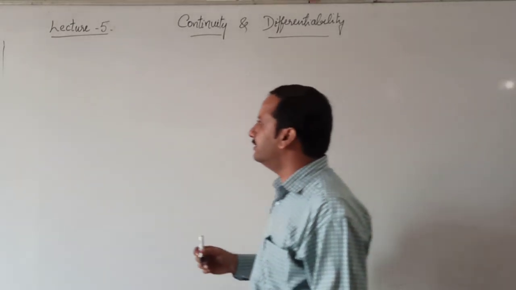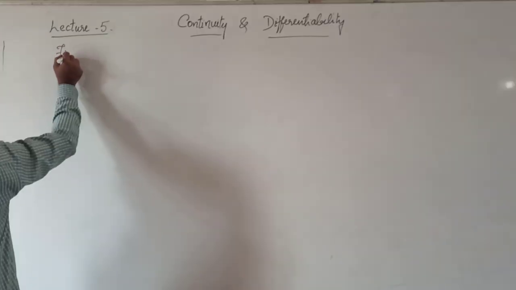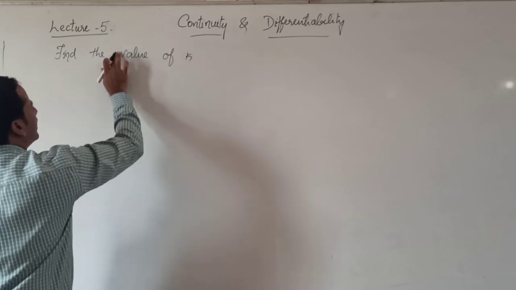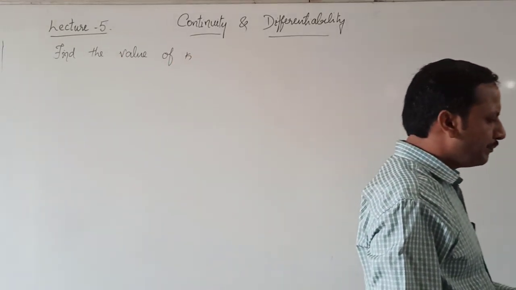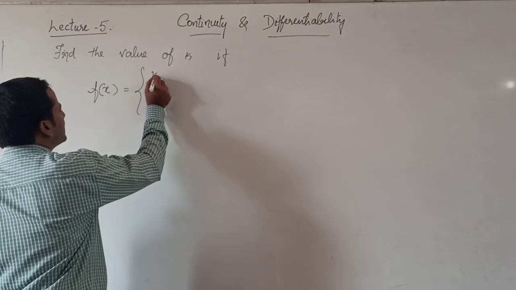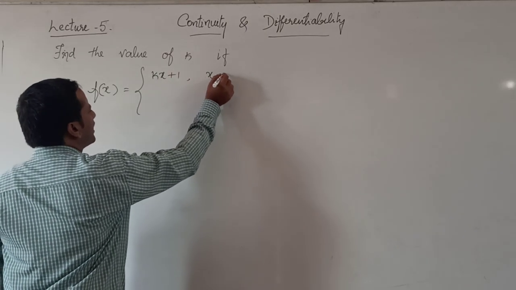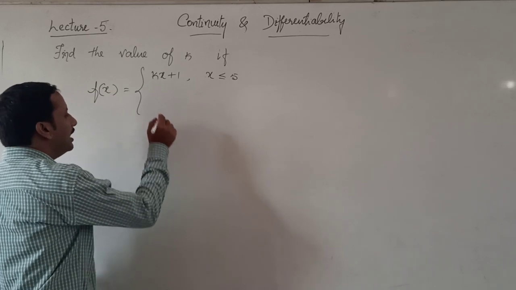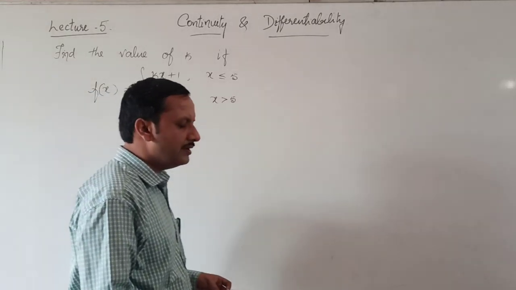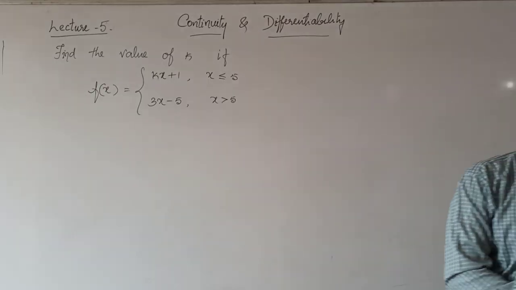Find the value of k if f of x is equal to kx plus 1 if x is less than or equal to 5, and 3x minus 5 if x is greater than 5, is continuous at x equal to 5.